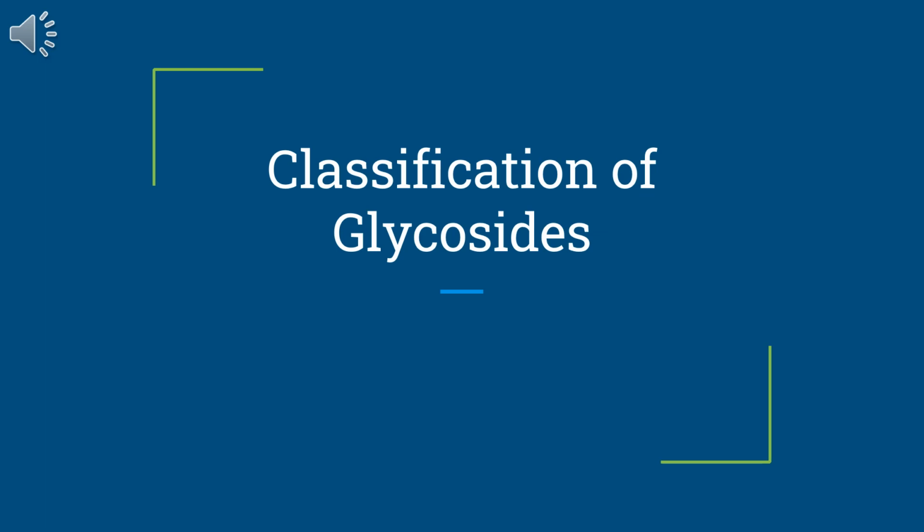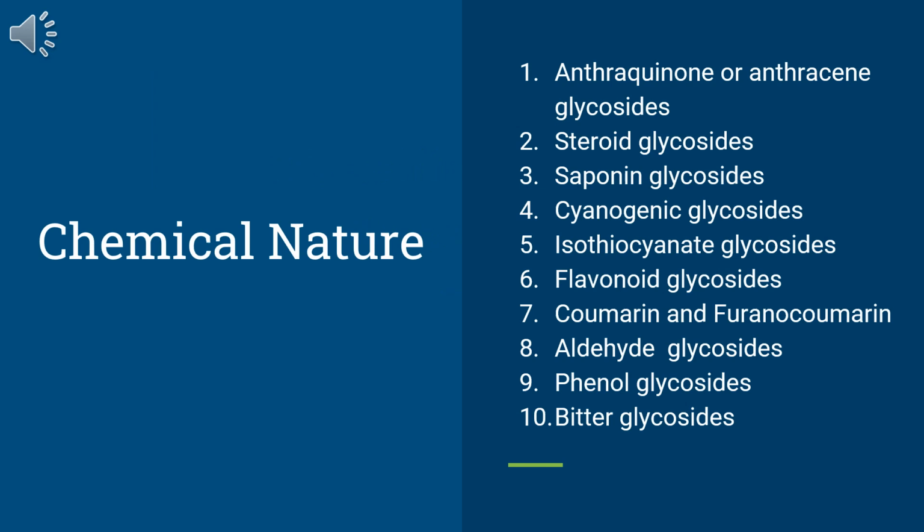Classification of glycosides. On the basis of chemical nature, glycosides can be classified into anthraquinone or anthracene glycosides, steroid glycosides, saponin glycosides, cyanogenic glycosides, isothiocyanate glycosides, flavonoid glycosides, coumarin and furanocoumarin glycosides, aldehyde glycosides, phenol glycosides, and bitter glycosides.